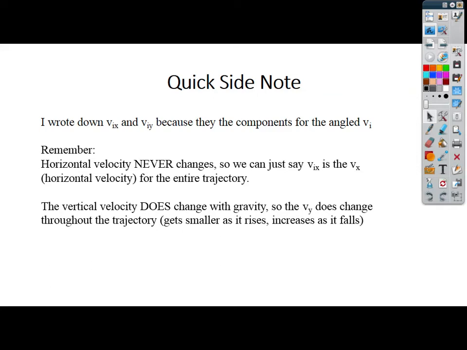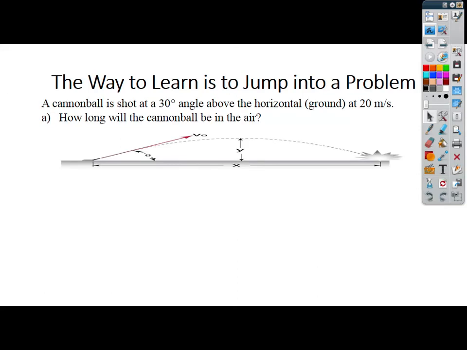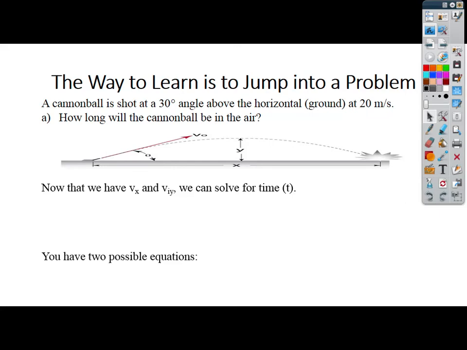That's again how you can find the velocity at the top of the flight very quickly. It'll equal V cosine theta, Vx, because that's the only type of velocity it has at the top of the flight. But the vertical velocity will decrease as it goes up and will increase as it falls back down. We're going to get to this answer eventually. Now that we know Vx and V naught y, you can see I don't just label it Vy because the Vy does change. We can now solve for time.